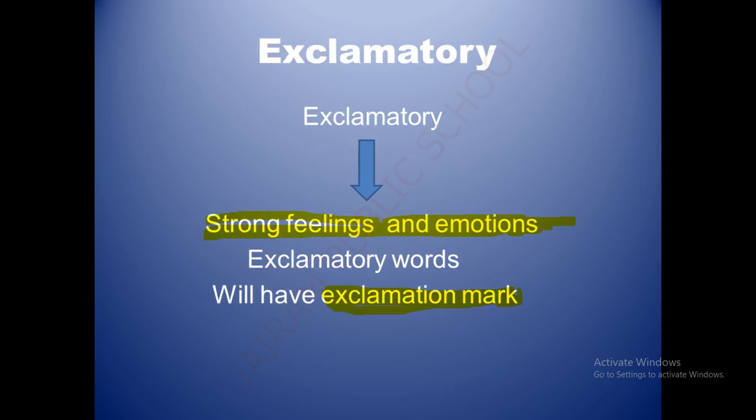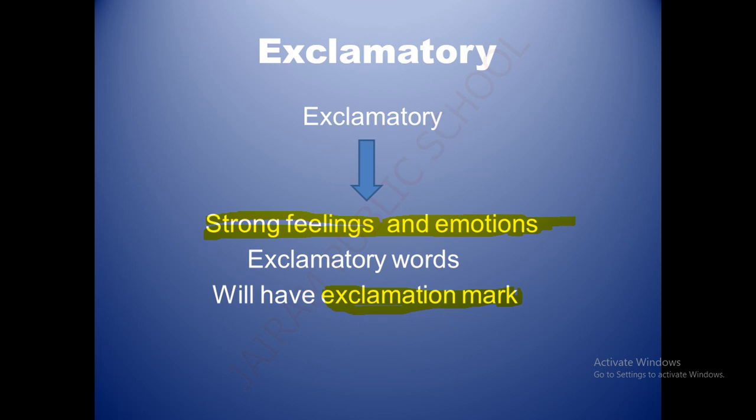Next, let me enter into exclamatory. These types of sentences consist of strong feelings and emotions. What are the strong feelings and emotions? Surprise, overexcitement, sorrow, sadness, all those things come under strong feelings and emotion. And it will have an exclamatory word. What are the exclamatory words in English? Exclamatory words are what, wow, how, ha, so many things. And it will have an exclamation mark. This is called exclamatory.